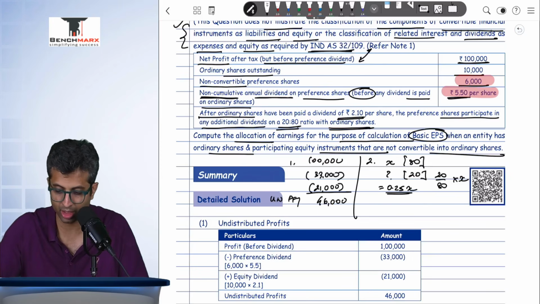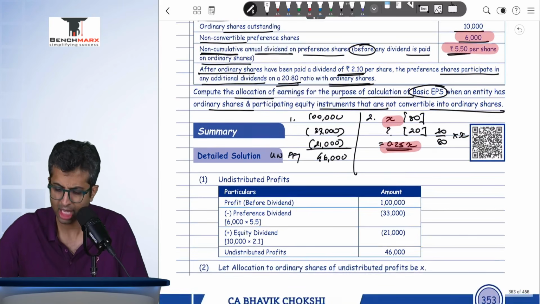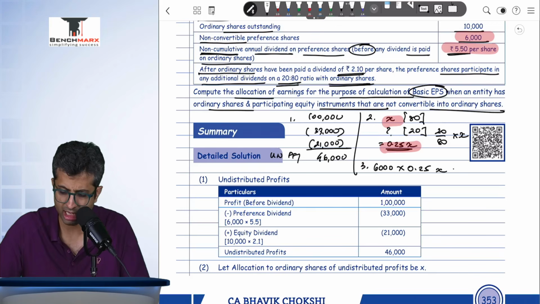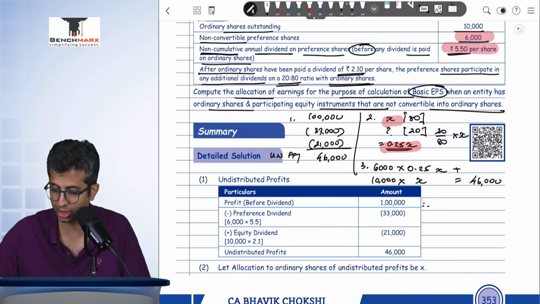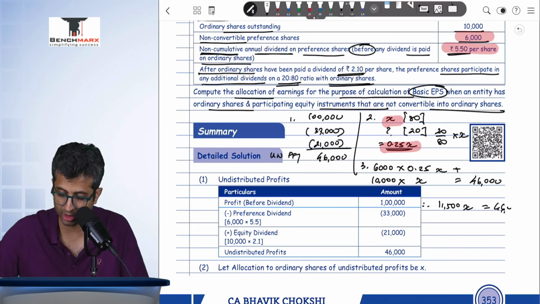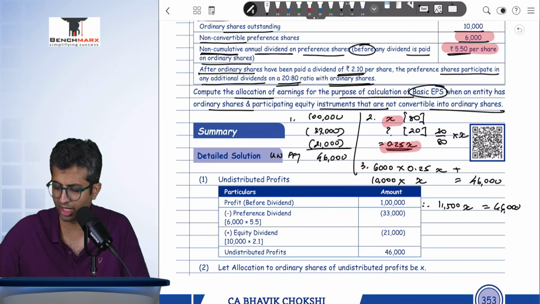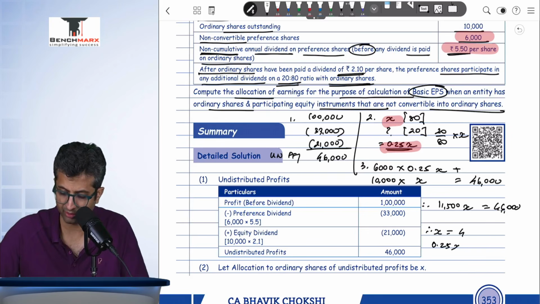Now this is per shareholder. X is what each equity shareholder gets. 0.25X is what each preference shareholder gets. Which means if I were to formulate an equation, there are 6,000 preference shareholders, each of which will get 0.25X, and there are 10,000 equity shareholders, each of which will get X. And if everyone has to be paid, the amount that I have to pay them is only 46,000, and hence over here 6,000 into 0.25 comes to 1,500. This is 11,500X equals 46,000, and therefore you can say 46,000 divided by 11,500. Can I say X equals 4 and 0.25X equals 1.